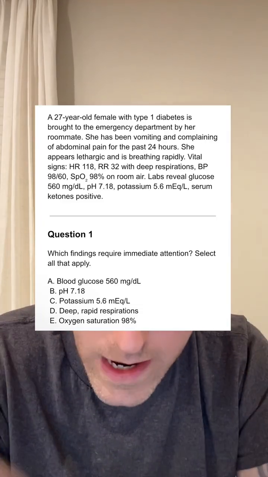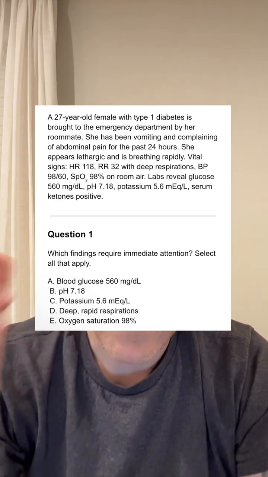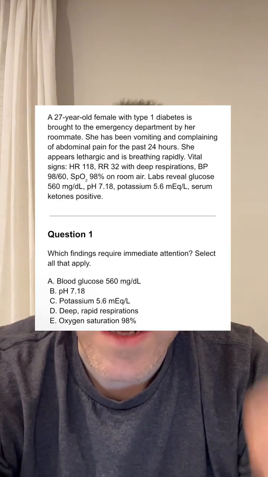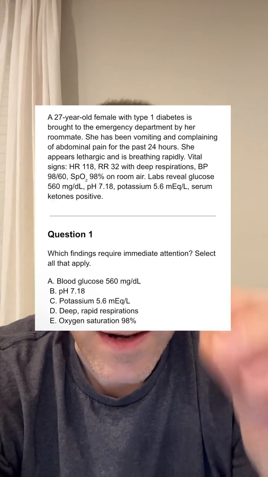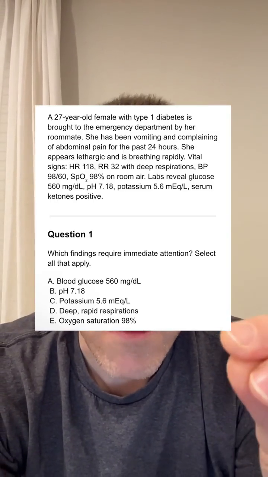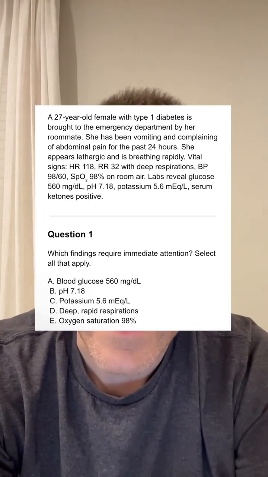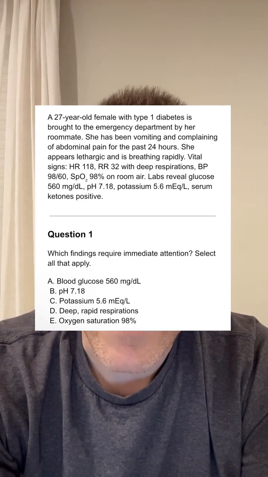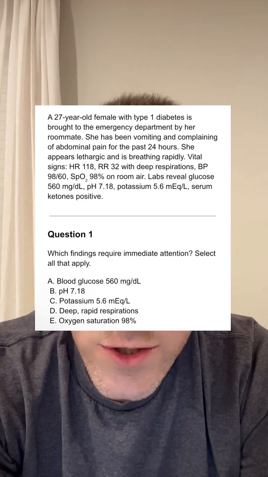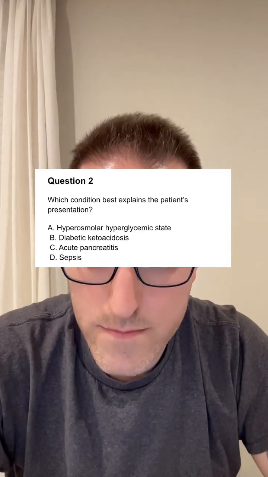So that is why A is not included. We're talking about things that are lethal versus things that are generally expected. The answer was B, C, and D if you're just jumping in. All right, fantastic, guys. Let's go to question number 2 of this case study.